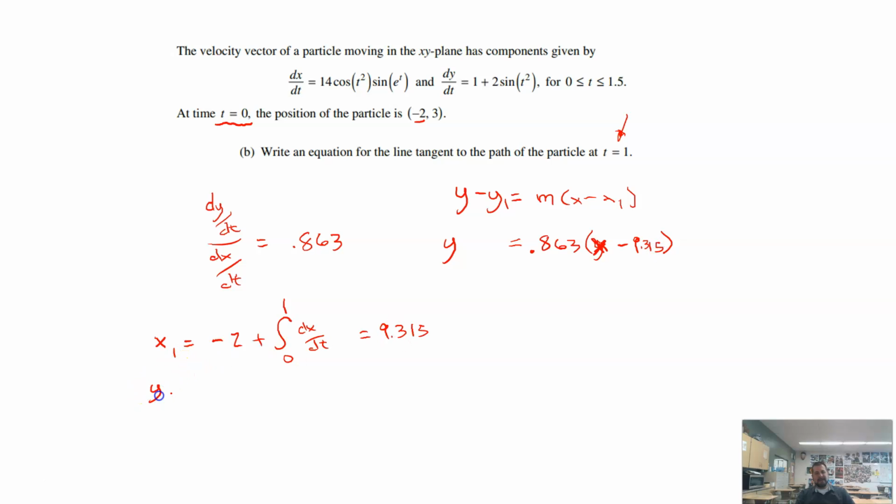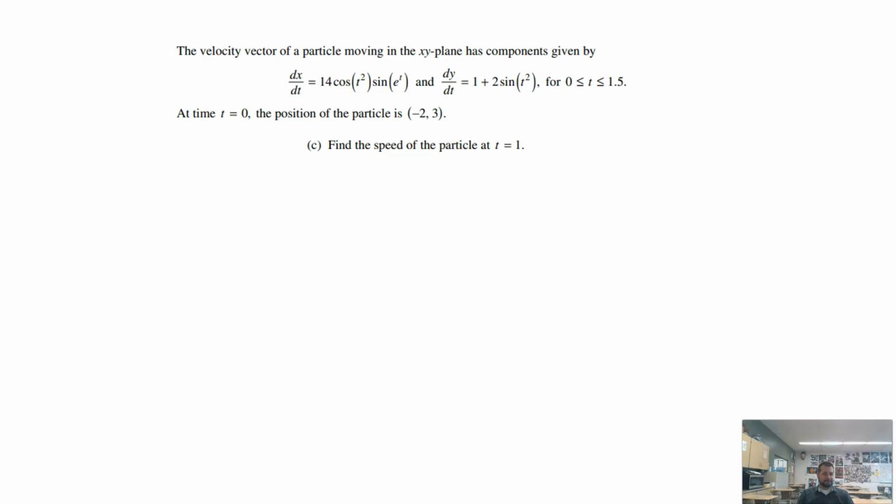Then I have to do the same thing for y1. So I take my initial condition plus the integral from 0 to 1, but we're going to use dy/dt this time instead of dx/dt. And when I put that in, that gives me 4.621. So my y value is 4.621. So there's my equation of my tangent line at that particular time. Again, why this one's so tricky is because we don't know the position of the particle at time equals 1 initially. We had to find both of those. Luckily for you, if you were taking this problem, that would have been worth 4 points.